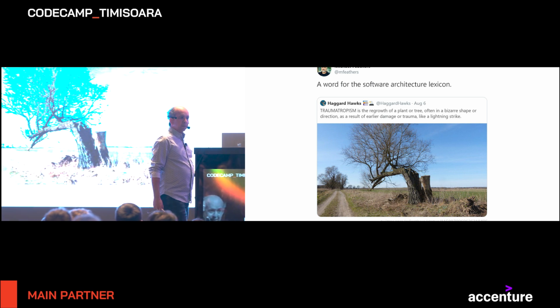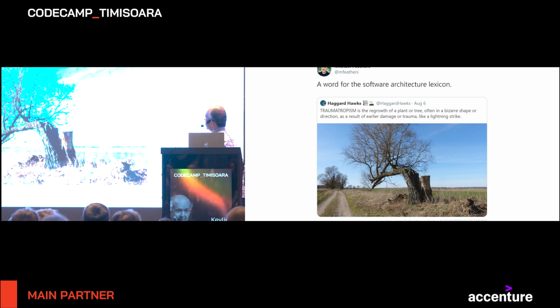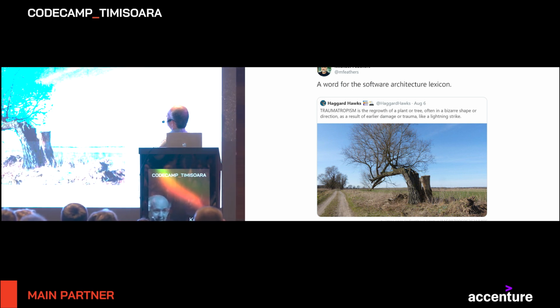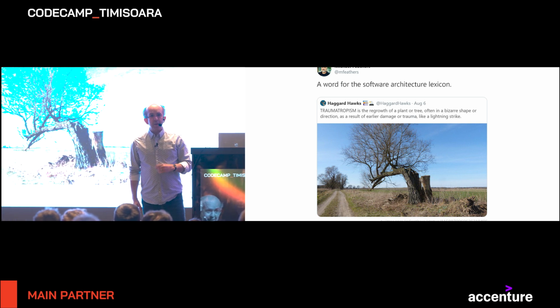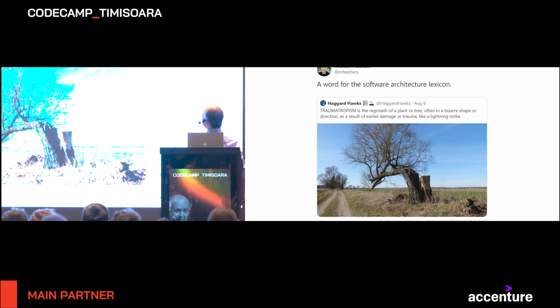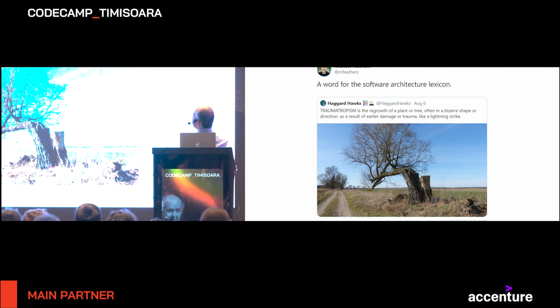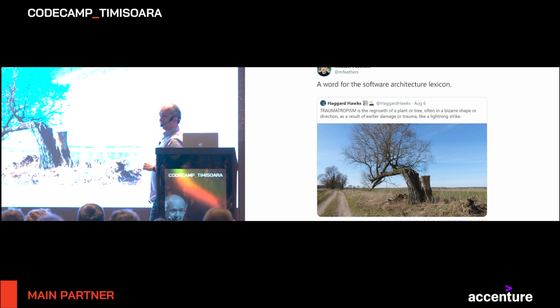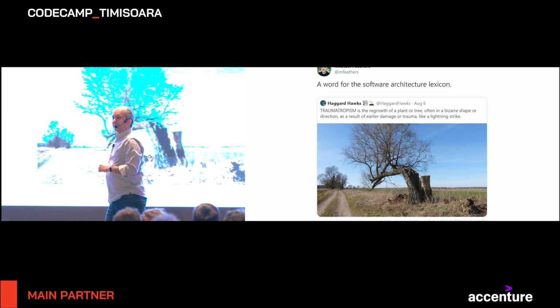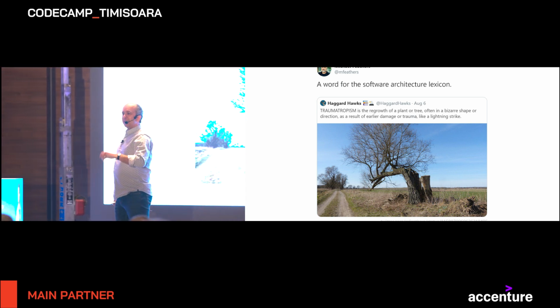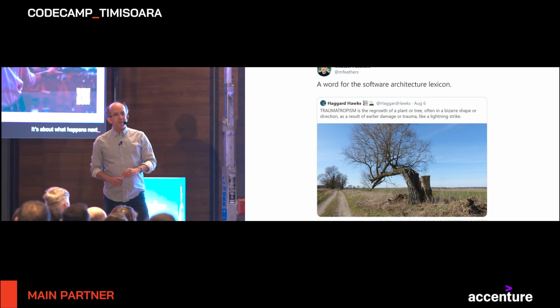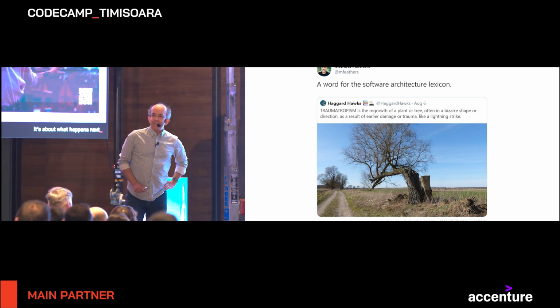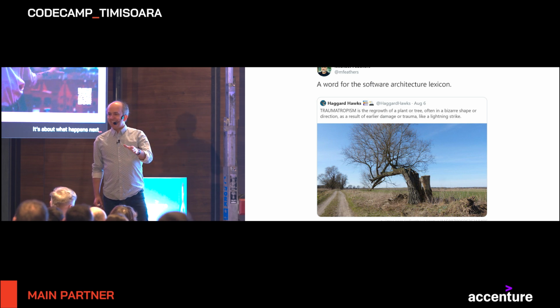So here's a nice word. Michael Feathers observed this way of thinking about software architecture, traumatropism. Feel free to drop that into a conversation with your colleagues to sound a little more impressive. Traumatropism is the regrowth of a plant or tree, often in a bizarre shape or direction as a result of earlier damage or trauma. Now, I've given you new vocabulary to talk about unmanaged technical debt. How would you describe your architecture? Traumatropic legacy. That's cool. Yeah?